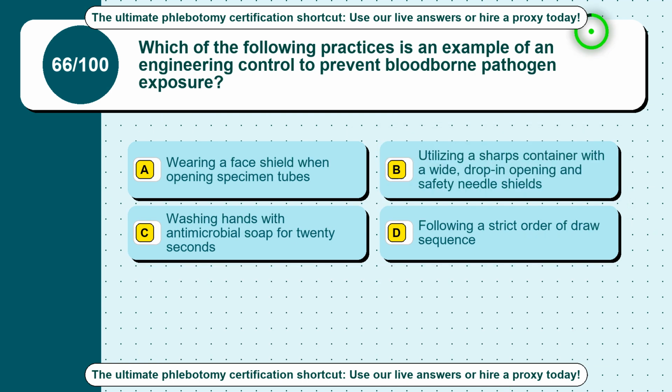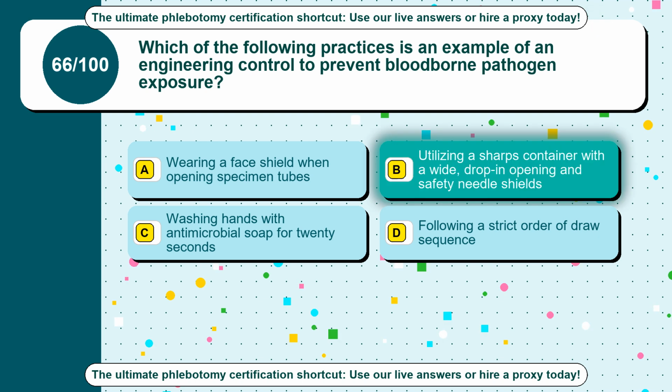Question 66. Which of the following practices is an example of an engineering control to prevent blood-borne pathogen exposure? Option A, wearing a face shield when opening specimen tubes. Option B, utilizing a sharps container with a wide, drop-in opening and safety needle shields. Option C, washing hands with antimicrobial soap for 20 seconds. Option D, following a strict order of draw sequence.